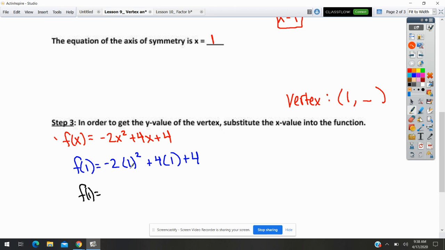First, we're going to do exponents. So 1 to the second power is 1, plus, I'm just writing everything out.